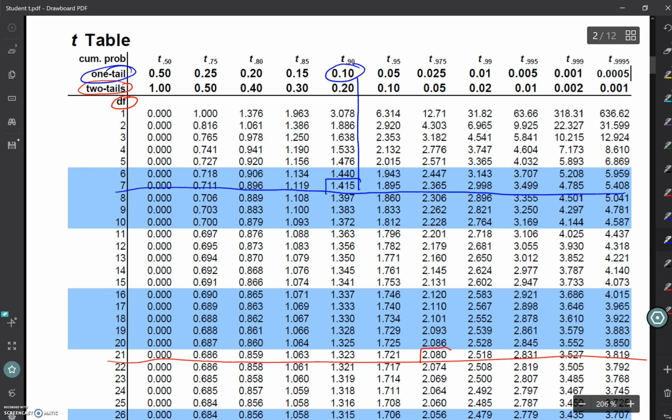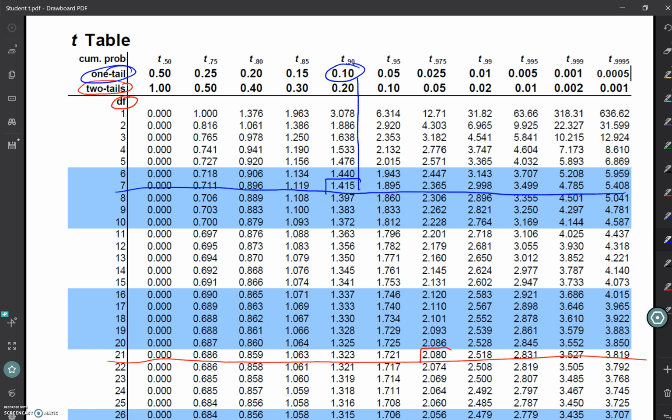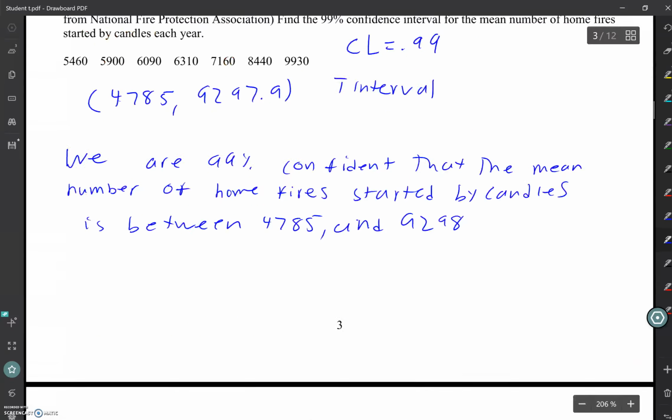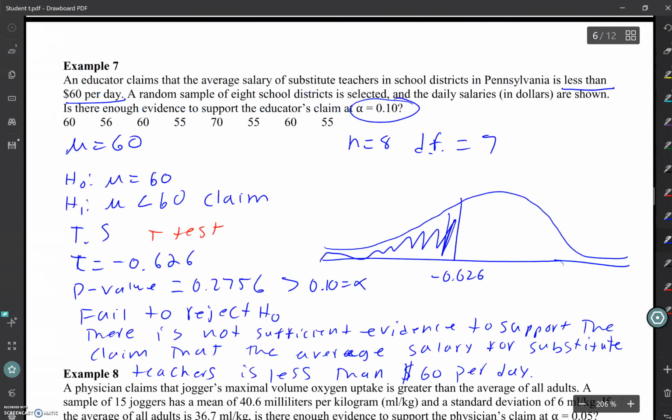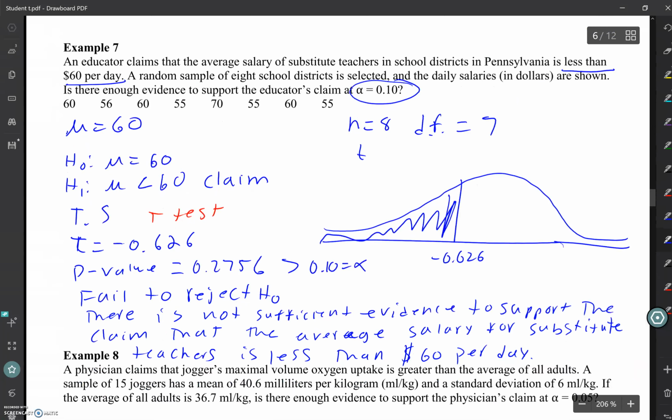So my critical value is 1.415. But since it's the left tail, you actually want the negative version of it, because you're on the left side of 0, so it should be a negative value. So we're going to say our critical value is negative 1.415. So T alpha is negative 1.415.